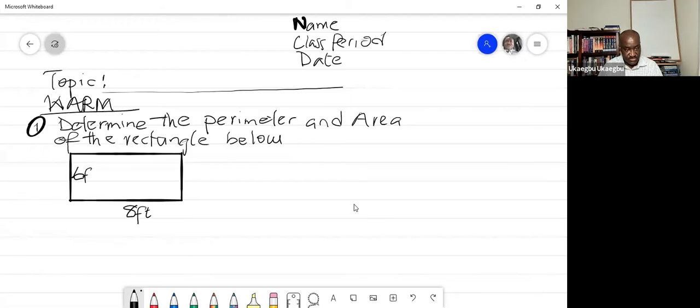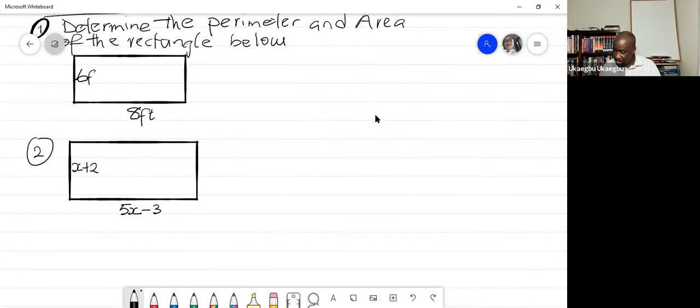Question number two, same question, but I'm going to draw another rectangle. Okay, so you have 3 minutes for both of them. The time now is 8:43. You have 3 minutes. So at exactly 8:46, we'll take a look at what you did. So determine the perimeter and area of the rectangles below.